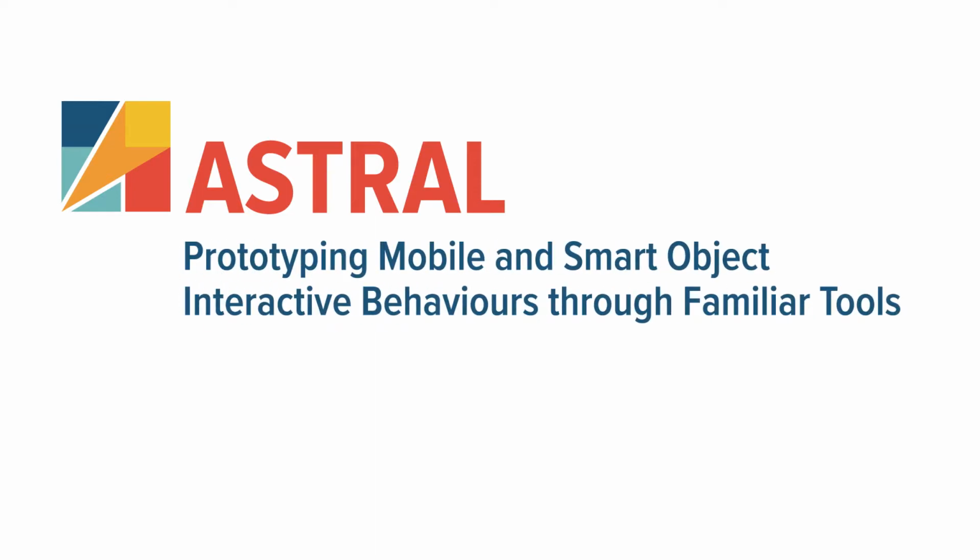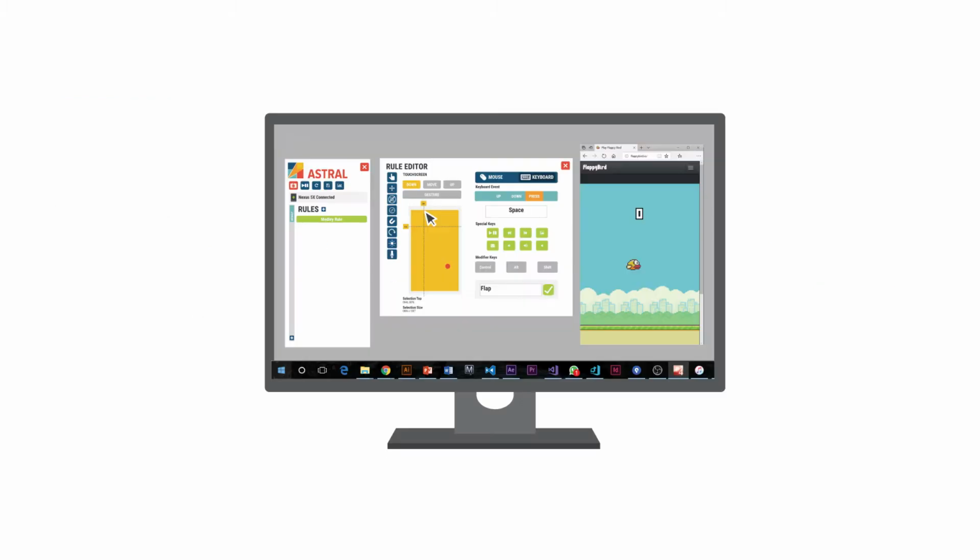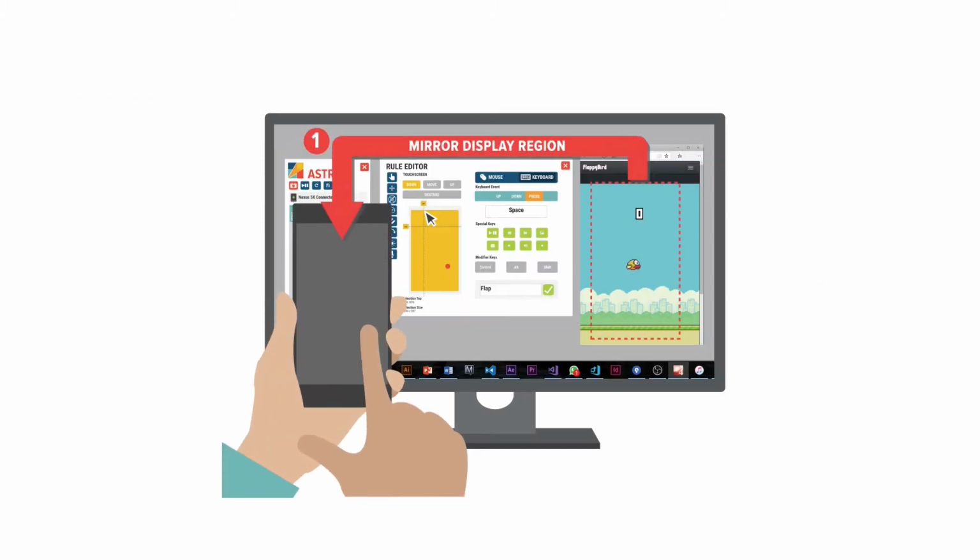Astral is a prototyping tool for designing rich interactive behaviors for mobile devices and smart objects. It works in the following way. A desktop display region is mirrored onto the mobile device.